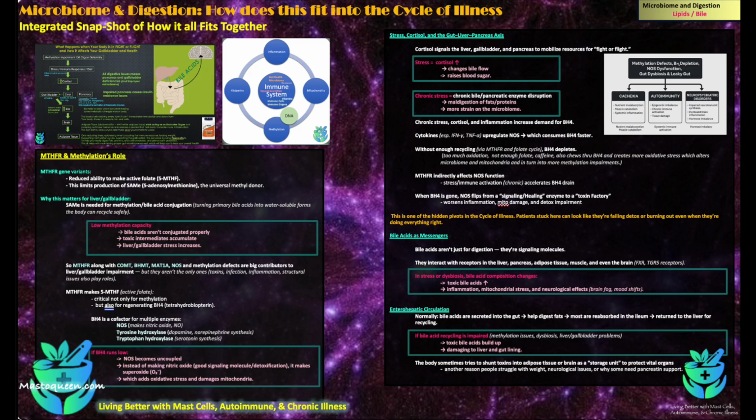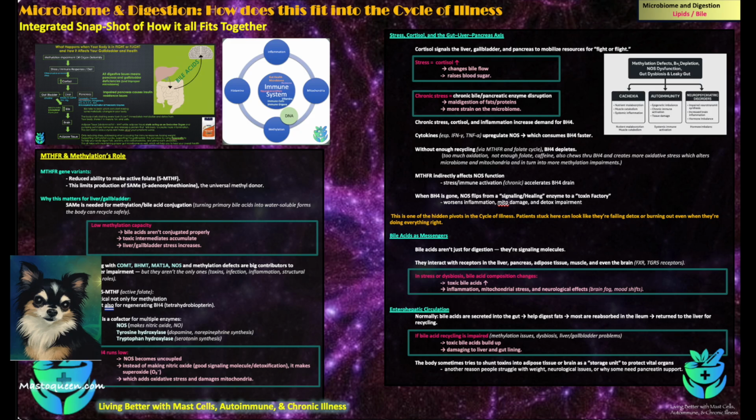Some of you may know these receptors as the FXR and the TGR5 receptors. In stress or dysbiosis, bile acid composition changes. The toxic bile acids climb, and this will result in inflammation, mitochondrial stress, and neurological events, such as brain fog, mood shifts, neurological symptoms, etc.